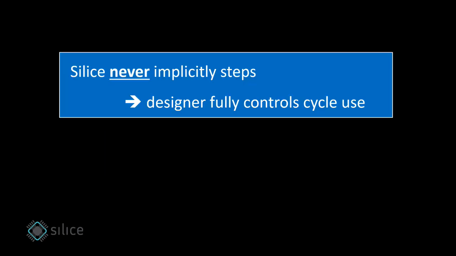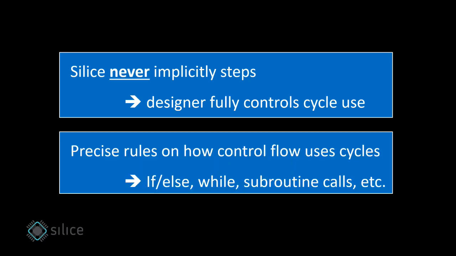And this is a very important concept of Silice. In particular, Silice never implicitly introduces steps. You have full control of how the cycles are being used by your hardware. The rules are precise, and all defined in the documentation for typical flow constructs: if-else, while, subroutines, and others.